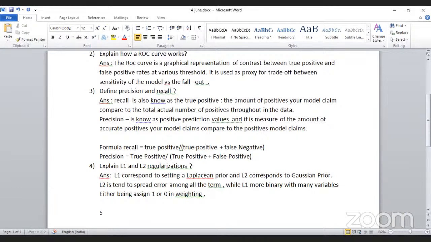Now, next question is how is a decision tree improved?